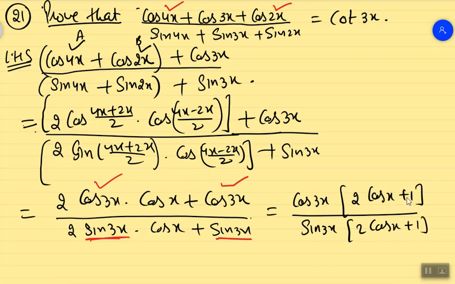And beta, let me tell you, these two terms are cancelled out. The answer is cos over sin, which is cot 3x, equal to the right hand side, and hence we have proved this question.